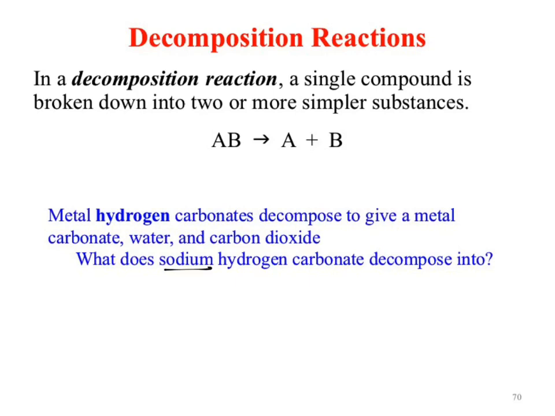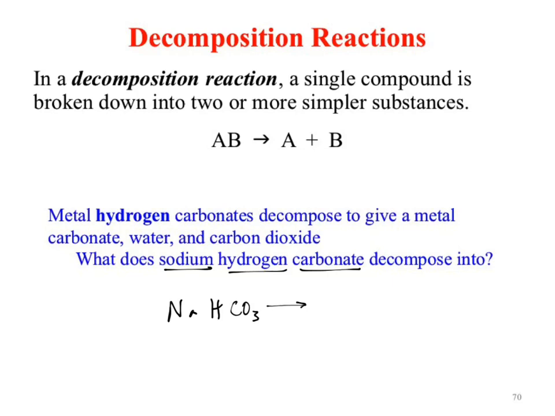Sodium. What is that symbol? Na. Hydrogen? H. Carbonate? CO3. Okay, sodium hydrogen carbonate decomposes into, so that means reaction arrow, and I'm now asking you to predict the products. But I don't expect you to predict products with decomposition reactions. How would you figure this out? How about you read the statement I also gave you, so you don't have to memorize it. Metal hydrogen carbonates decompose to give a metal carbonate, water and carbon dioxide.